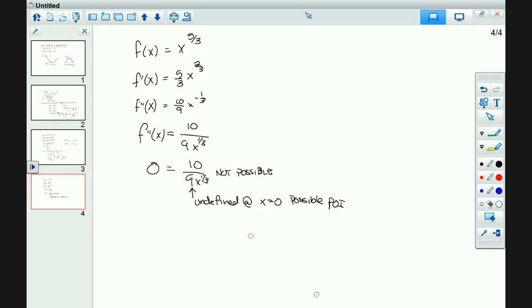It's not that big a deal. See, you're looking for where it's undefined or 0. The second derivative is undefined or 0, okay? Now we can do a sign analysis again, right? To test for concavity on each side of this spot.